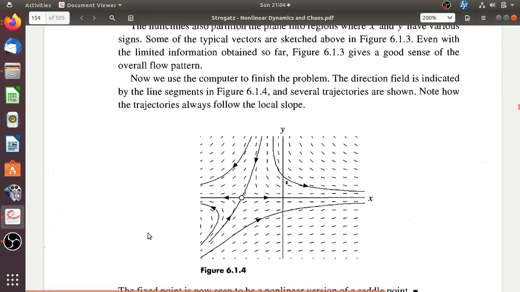I hope now you have got some understanding about how to construct the phase portrait qualitatively. In the following examples we will try to construct the phase portrait qualitatively. You could also use a numerical method in order to check your qualitative understanding or qualitative prediction. Okay, thank you.